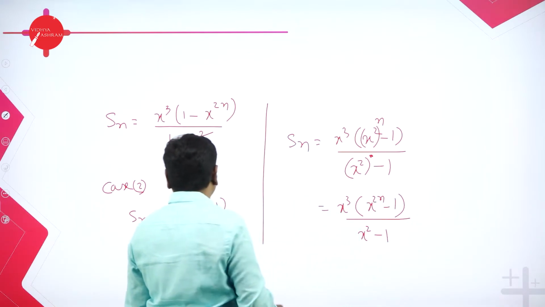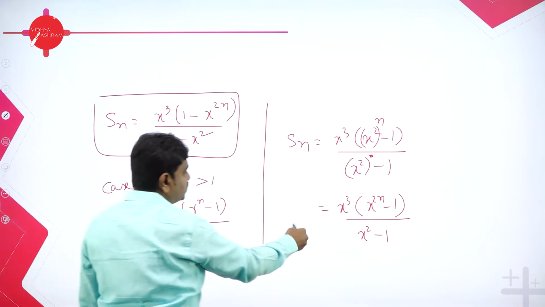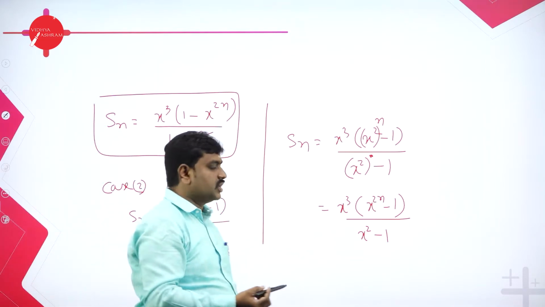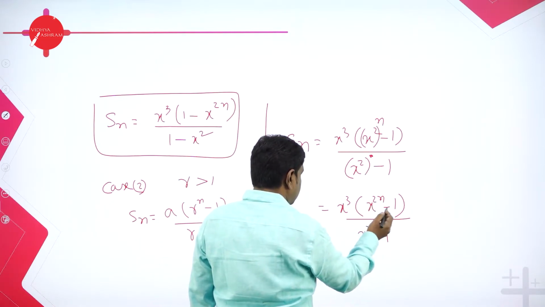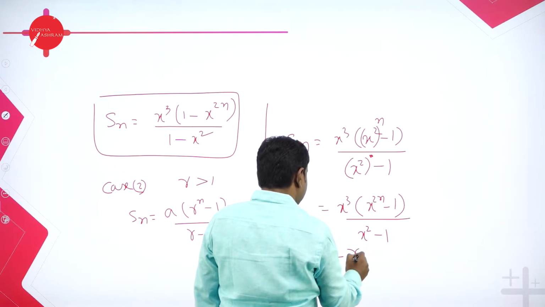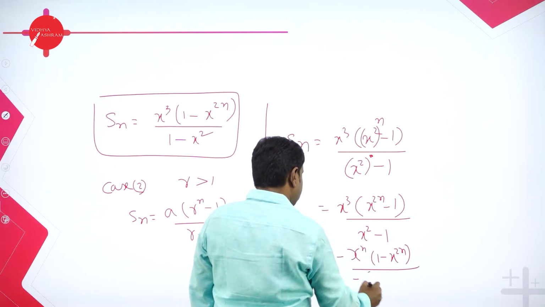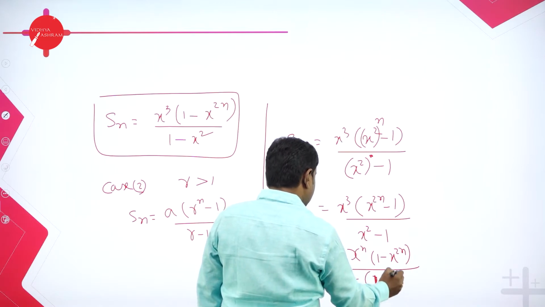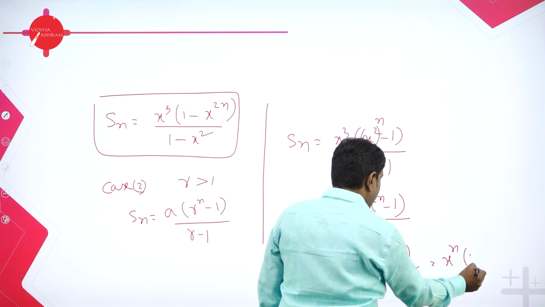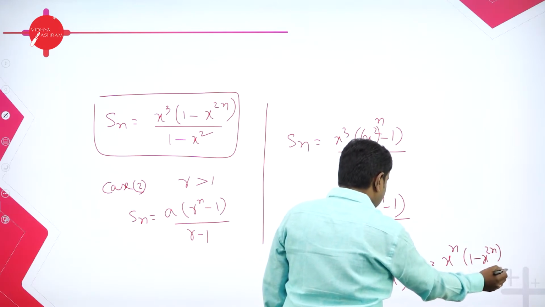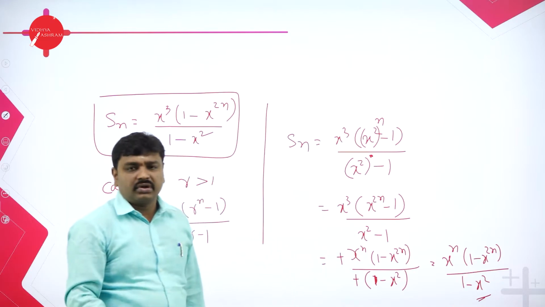Dear students, here we got 1 minus in the numerator. See, if you take minus common you'll get the same term again. If you take minus common in the denominator, if I take minus common in these two, x cube is as it is, it will become 1 minus x power 2n. Here if I take minus common it will become 1 minus x square. So minus cancels, it will be the same, that is x cube into 1 minus x power 2n divided by 1 minus x square. So however you want you can write.